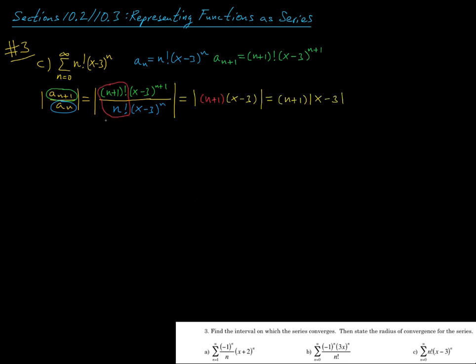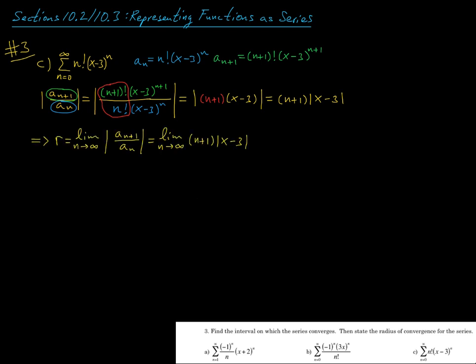Okay, so we can simplify n plus 1 factorial over n factorial. We're just going to get an n plus 1 left over, because again, you get a whole bunch of nice cancellation. For x minus 3 to the n plus 1 over x minus 3 to the n, there we just get an x minus 3. And then here in the next step, I'm just pulling out the n plus 1. So we have n plus 1 times x minus 3 in absolute value.